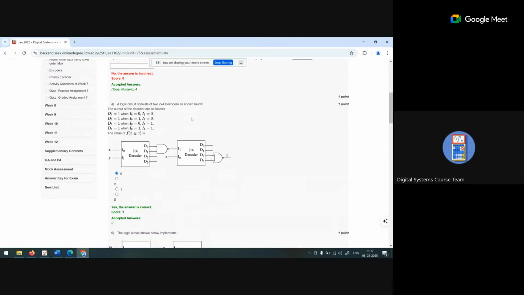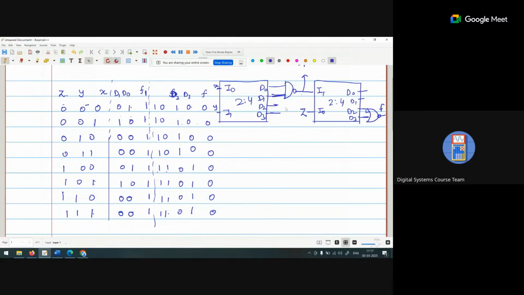Yes, sir. Any other questions? Sir, I didn't understand your method of solving this question. Okay, you didn't understand my method. Initially, what I do is take X as I0, so it's the LSB, and Y is the MSB.